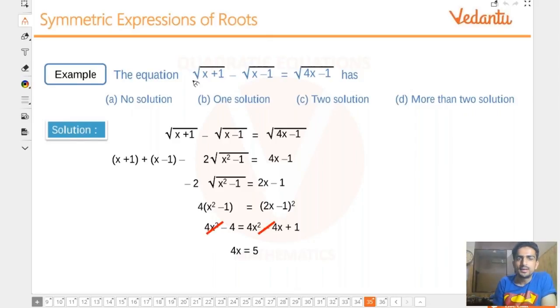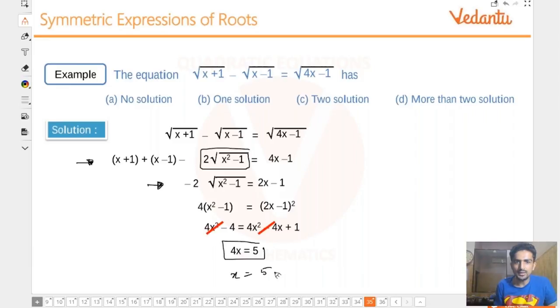Apajita, wait, beta. But let me just explain to you. This was the equation. We know to solve it, we have to square it. We squared it. We get this thing. Then keeping this thing on one side and everything on the other side, we get this equation. We again squared because still we had one square root. And squaring it, we get 4x equal to 5. That is x equal to 5 by 4.